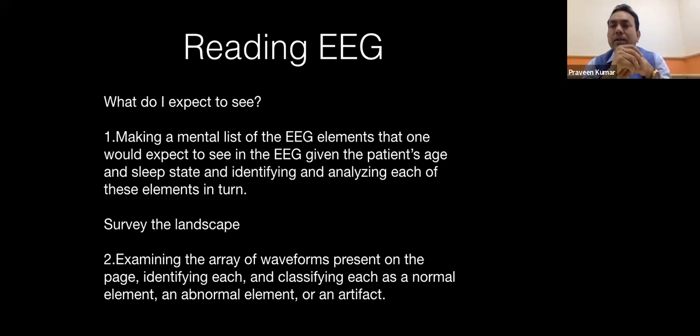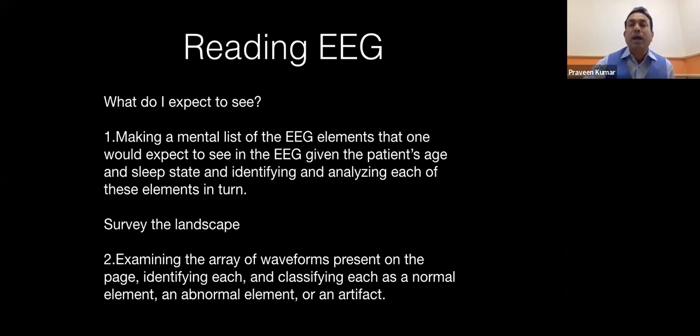The second way is that you start looking at the pages and you find what you're seeing. Like, I'm seeing these theta waves on this page, but is this child awake? No, he's sleeping. It means this is abnormal. So you see the waves and then you take a call. I'm seeing the alpha waves, but the child is sleeping. It means this is abnormal. This can be an alpha coma. So that is the other way of reading the EEGs. And you can combine both things together. As you mature in your EEG reading, it becomes automatic and you start combining both things together.